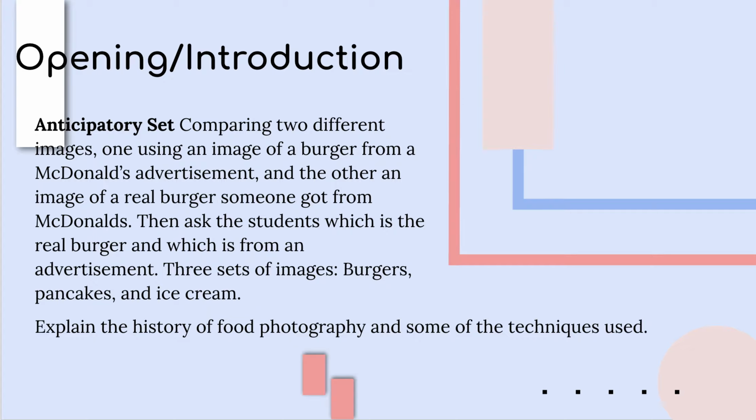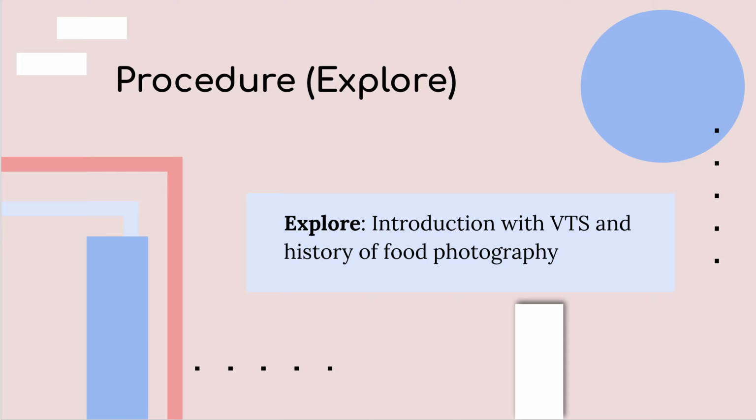Then we're going to explain the history of food photography and some of the techniques used. For the burger, for example, they might prop it up with toothpicks to help the bun look more full. For ice cream, sometimes mashed potatoes will be subbed in because the texture is similar enough when it photographs. And for pancakes, motor oil is often used instead of syrup. So we explain these things to them, and the history of food photography itself and how it's grown as a medium.